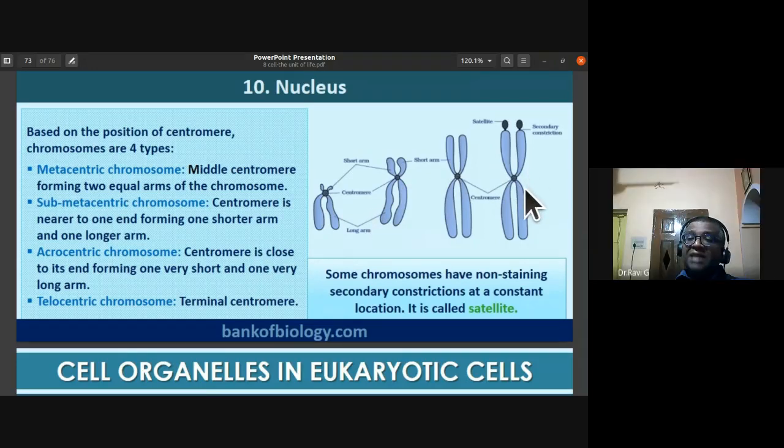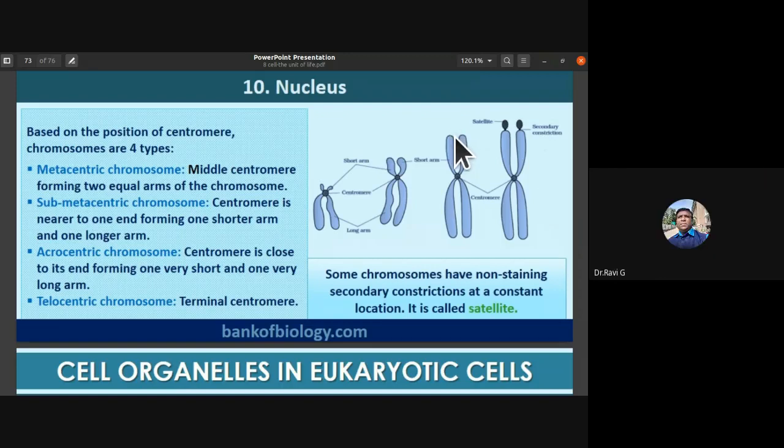There are some chromosomes without a centromere, which we call acentric chromosomes. Some of the chromosomes have secondary constrictions which are non-staining, and these secondary constrictions we call satellites. Chromosomes which have secondary constrictions or satellites, we call SAT chromosomes.